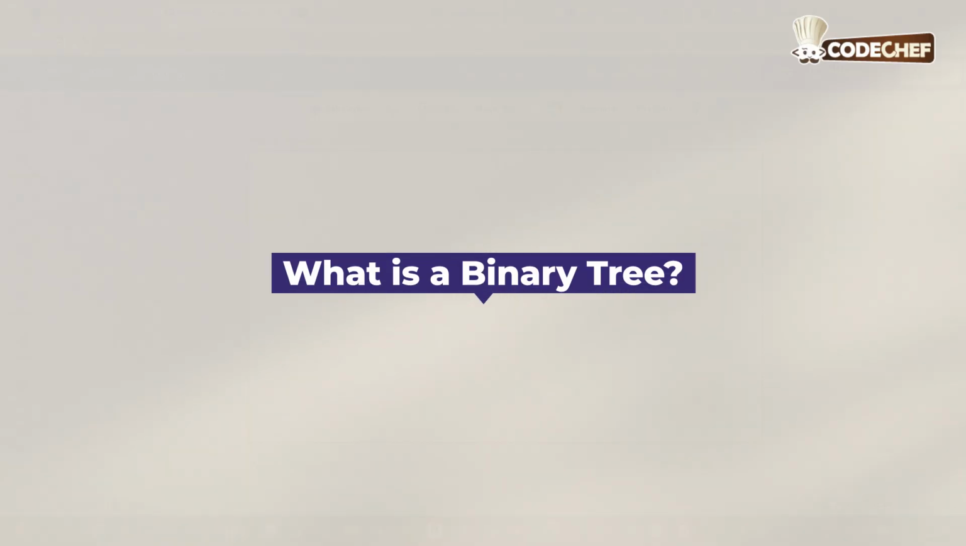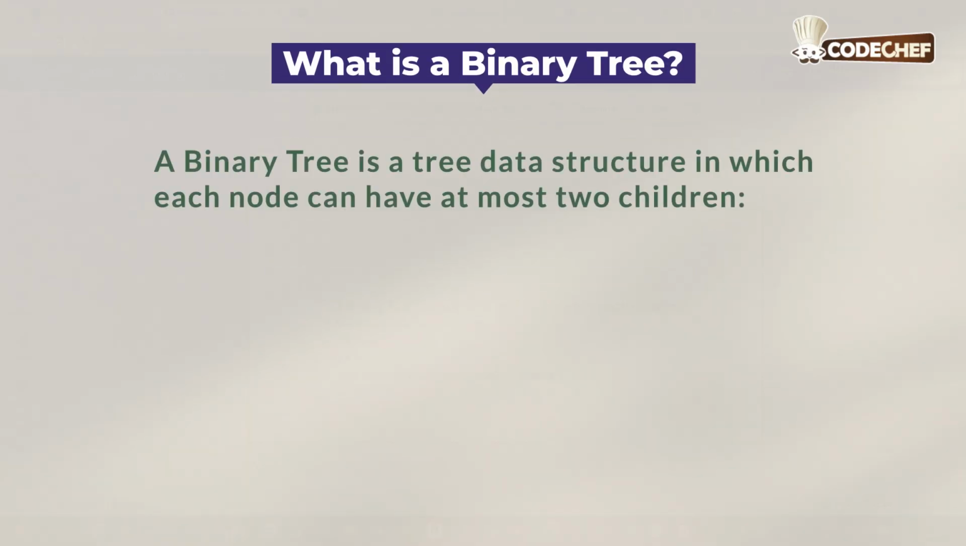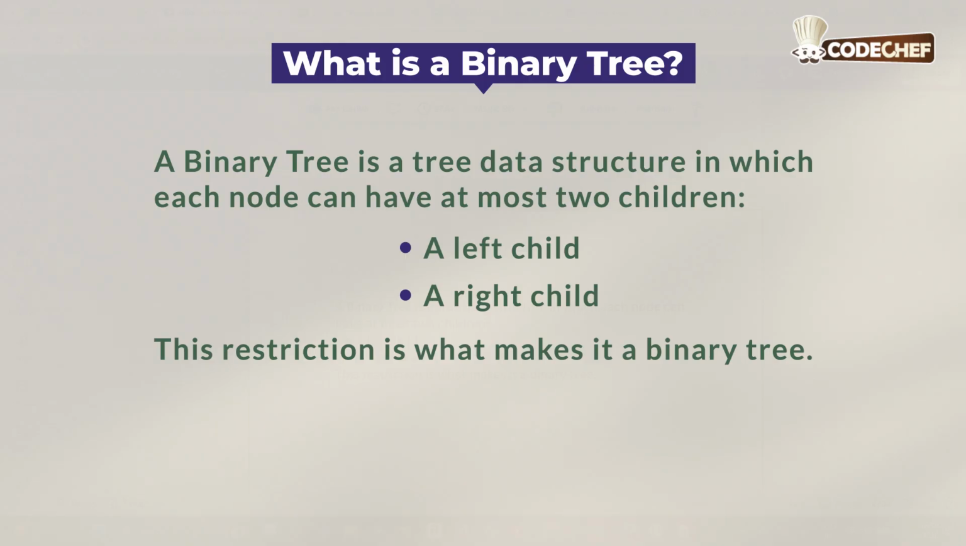What is a binary tree? A binary tree is a tree data structure in which each node can have at most two children, a left child and a right child. This restriction is what makes it a binary tree. The key difference from other trees is that in general trees, a node can have any number of children, and in a binary tree, the maximum is 2.